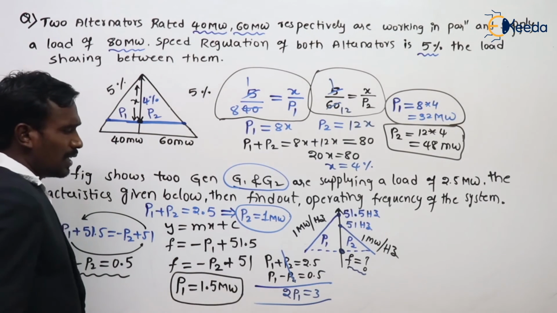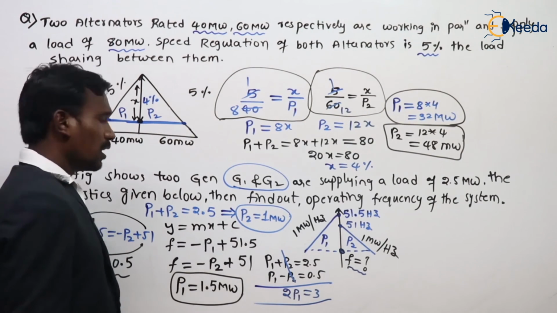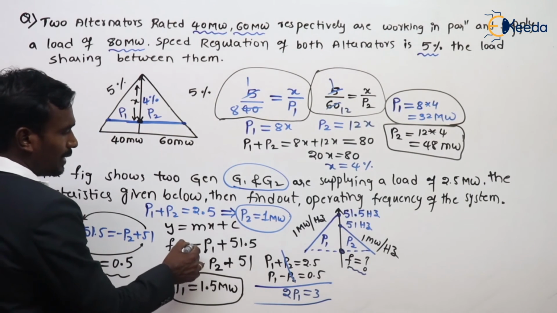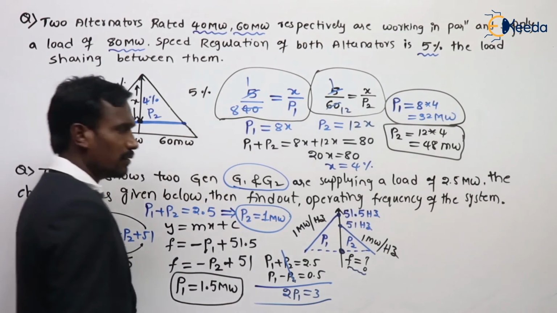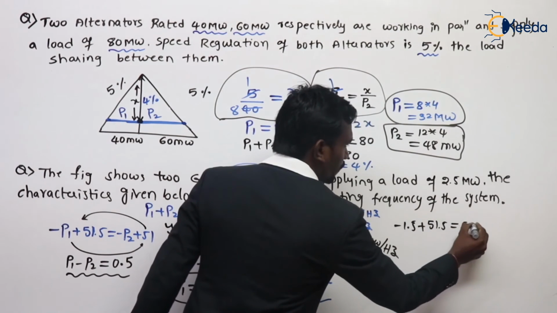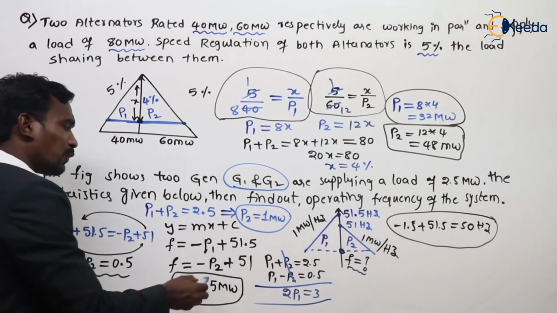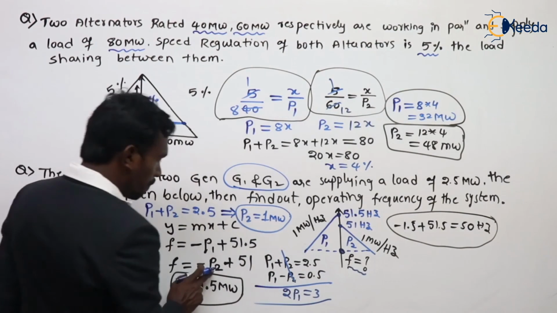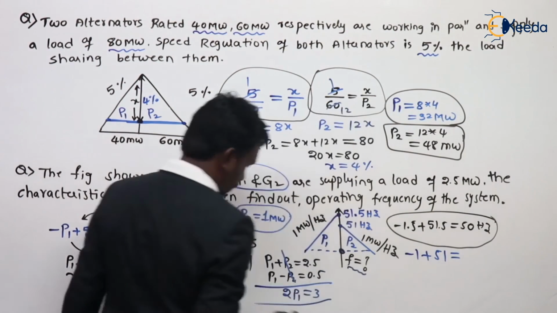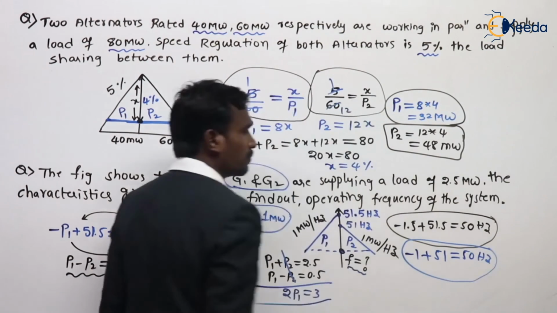Now substitute P1 here or substitute P2 here, your choice. For example, substitute P1 here. P1 is 1.5, so minus 1.5 plus 51.5 is equal to 50 hertz. If you substitute in the other equation, P2 is 1, so minus 1 plus 51 is equal to 50 hertz again. So this is also the same.